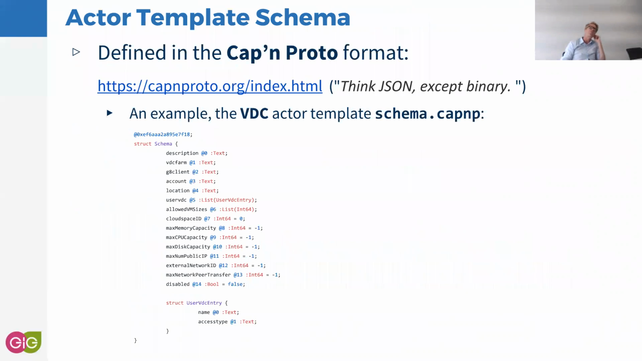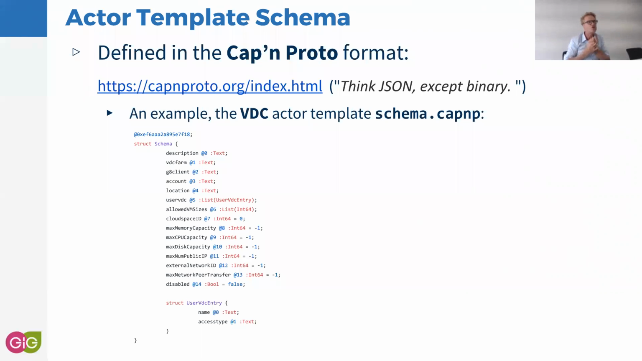So this is the actor template schema. It's based on the Cap'n Proto format. Again, check the Wikipedia article and the official website. For the programmers among you, it is like JSON, but it's really binary. And the point, of course, is all about speed, about fast execution, having the most powerful execution that you can think of, powerful but fast, bloody fast.